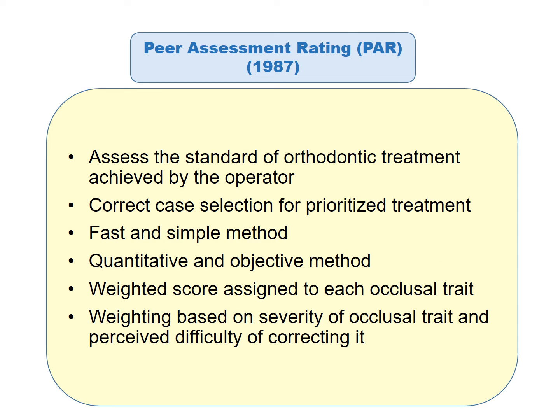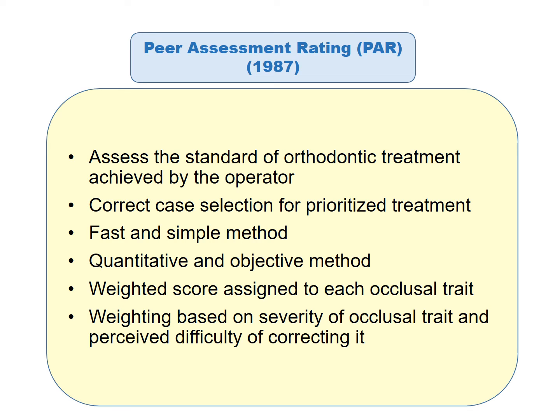Now the next index historically is the Peer Assessment Rating, PAR, introduced in 1987. This index assesses the standard of orthodontic treatment achieved by the operator. It can determine whether the correct case selection was done for the purpose of prioritized treatment. It's a fast and simple method.